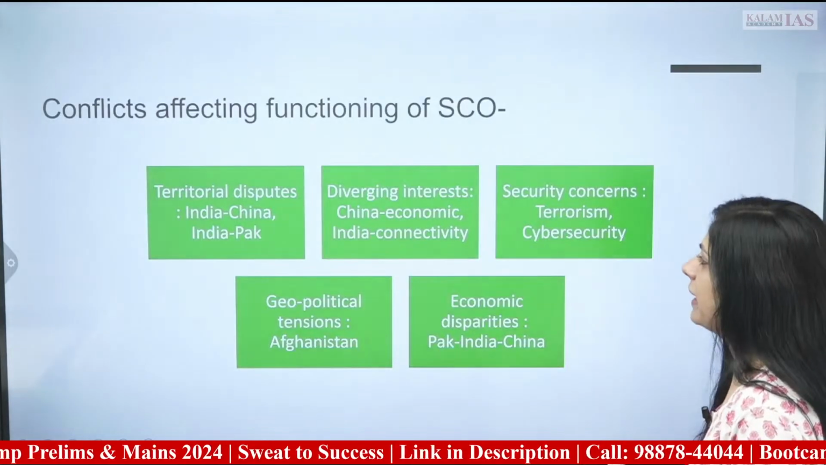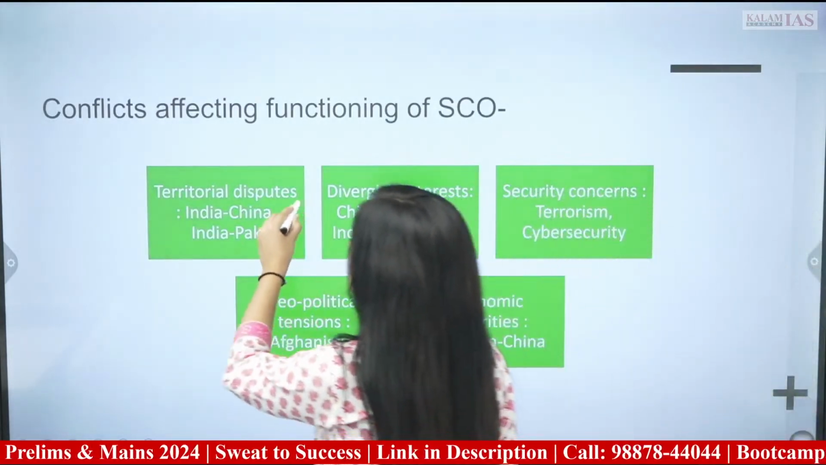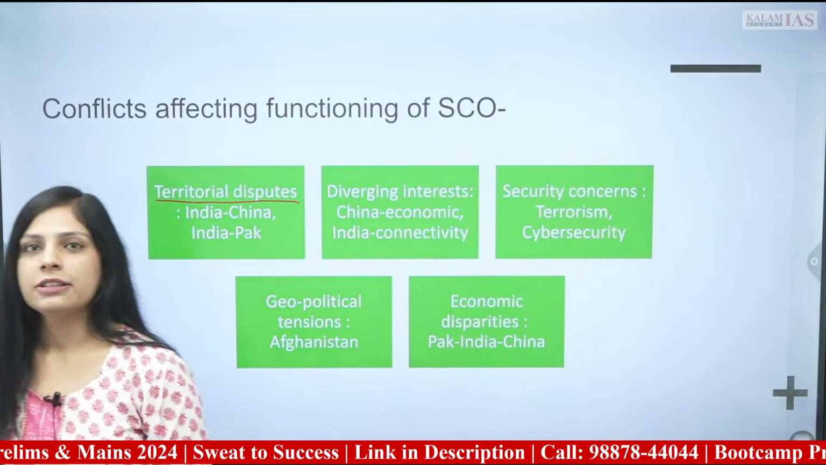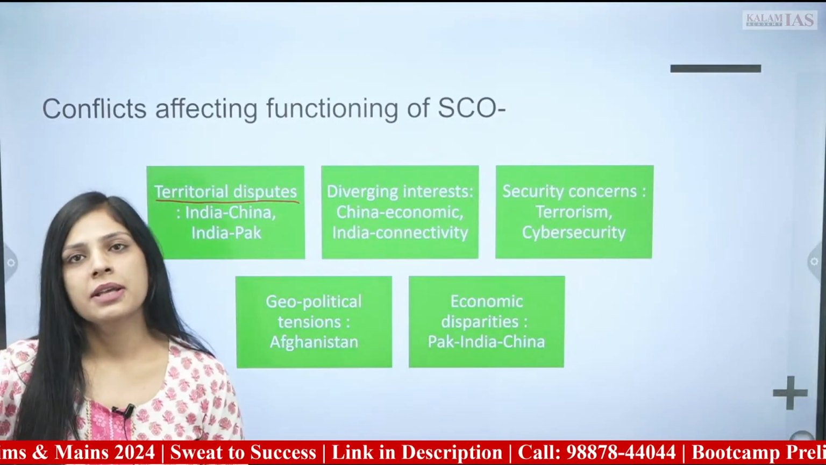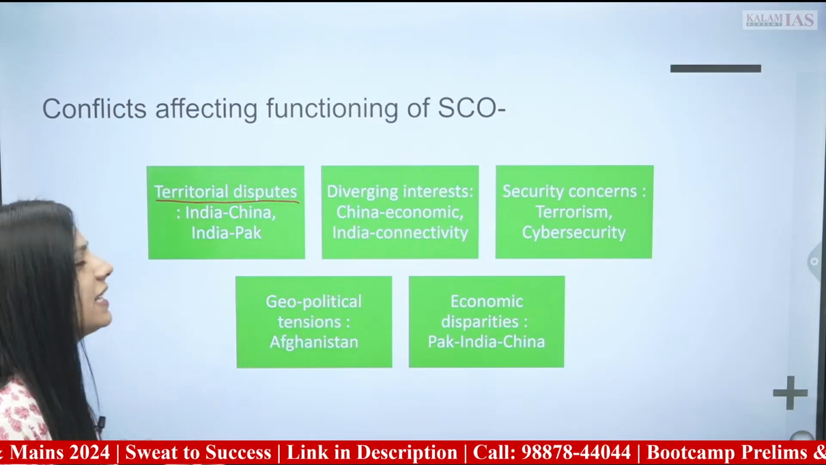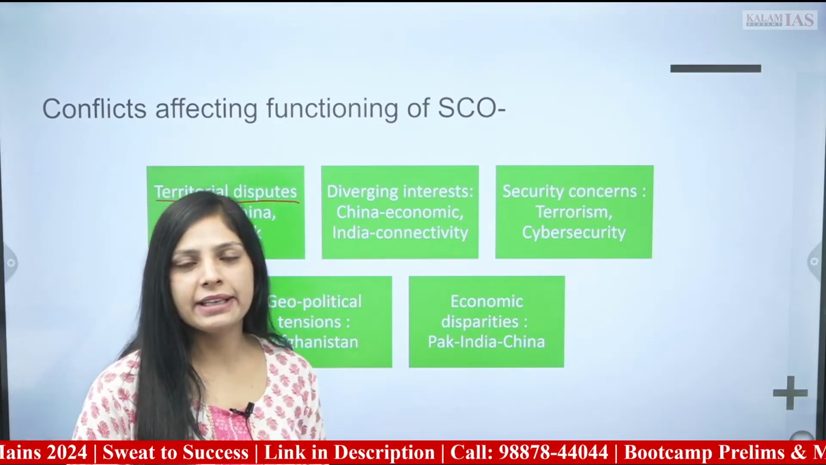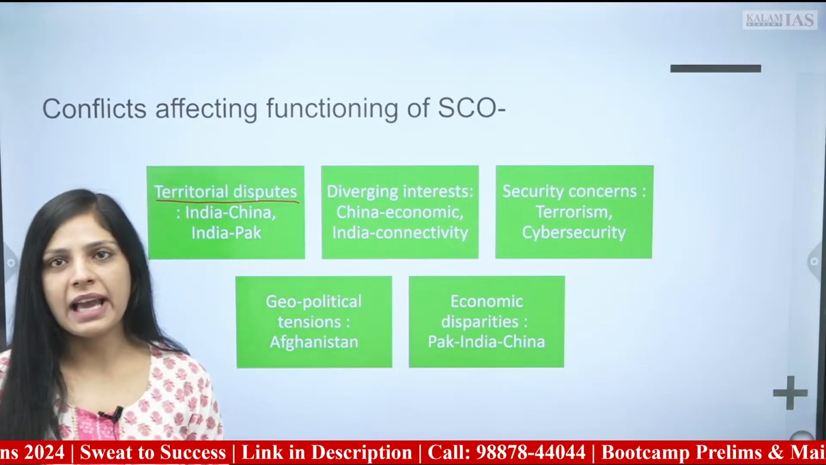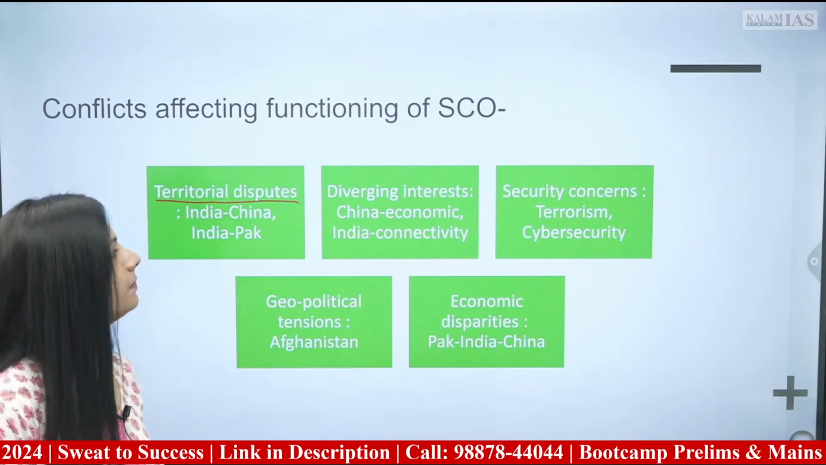Conflicts, if I explain them, see, we have territorial disputes, inter-member conflicts regarding the territorial boundaries, such as the dispute between India and China. With India and Pakistan we have a dispute, right?